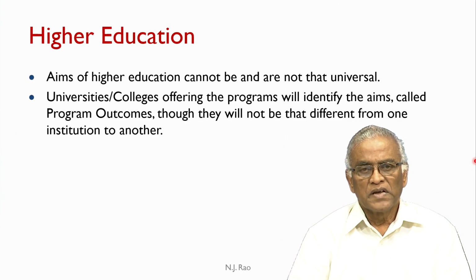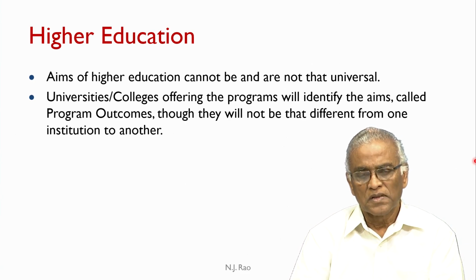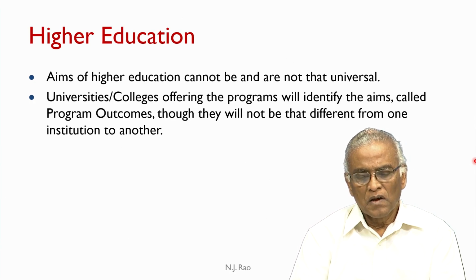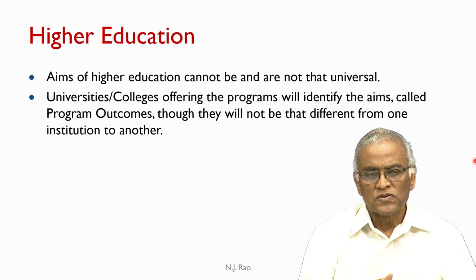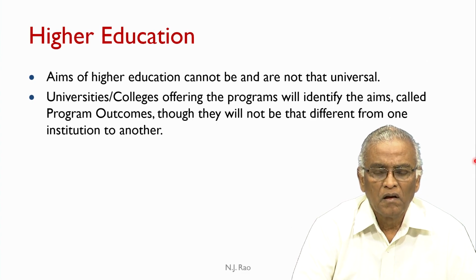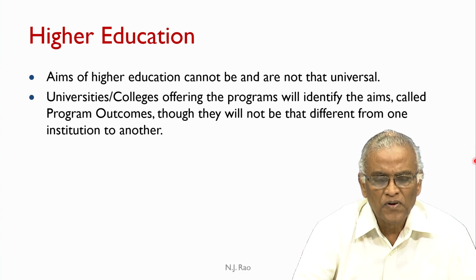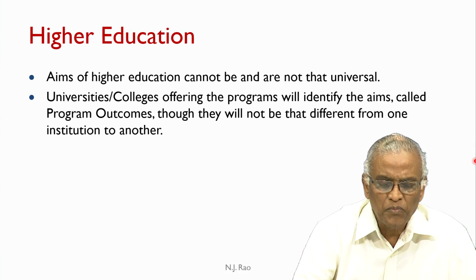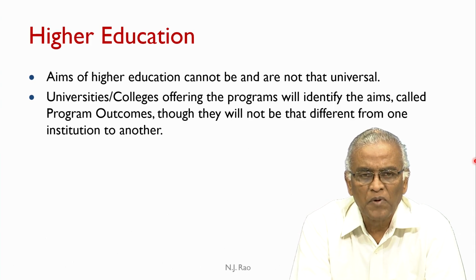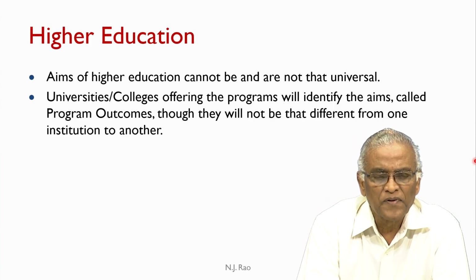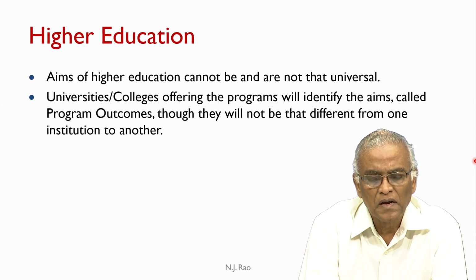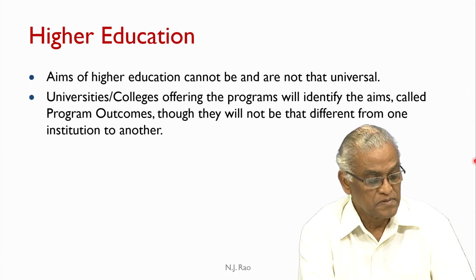Though they will not be that different from one institution to another. For example, we have seen a good graduate has certain characteristics which we explored in the previous unit. So, any graduate if you look for, you will say yes these, and possibly you will add more or edit a little more. So, to that extent these program outcomes will not be that different from one institute to the other, but each institute will have to define or identify its own program outcomes.